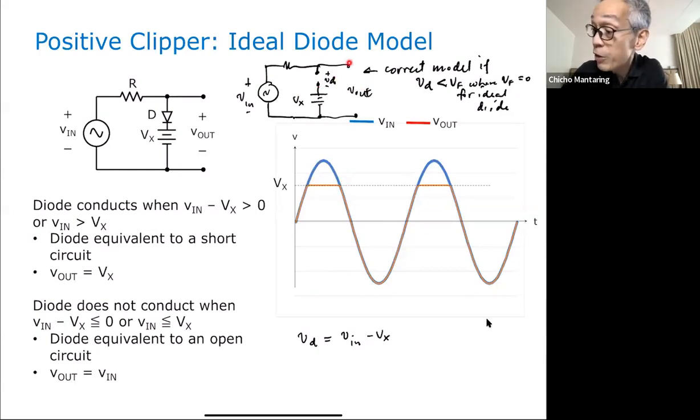Kapag valid naman ito, in this case that it is valid, what is my output? This is open. I don't have any current flowing here because the output is open. So there's no voltage drop across my resistor. So my V out is just equal to V in, dahil wala naman nakakabit dito sa V out. And so wala akong voltage drop dito sa resistor. V out will just be equal to V in. So I get this.